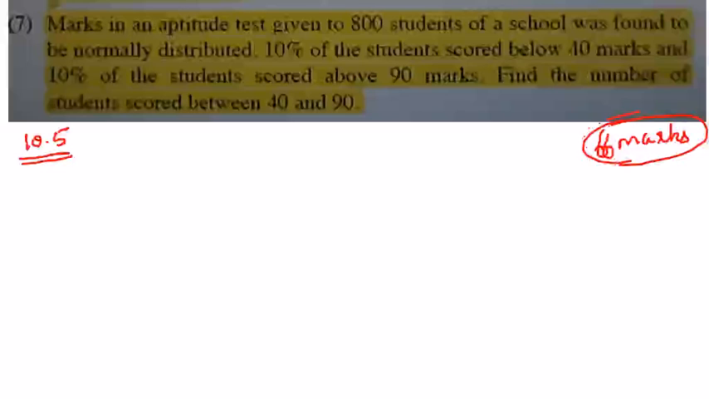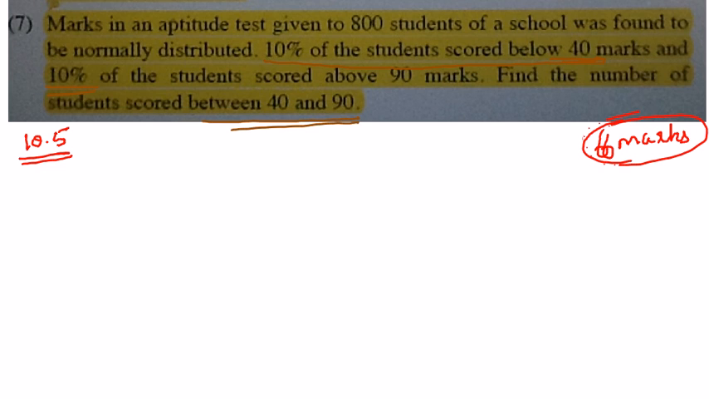Now let's look at the 7th sum in exercise 10.5, which is typically a 6 marks question. Very easy sum. So they have given the marks in an aptitude test of 800 students to be normally distributed. So it's following the normal distribution. 10% of the students have scored below 40 and 10% of the students have scored above 90 marks, right? Now you have to find the number of students who have scored between 40 and 90.